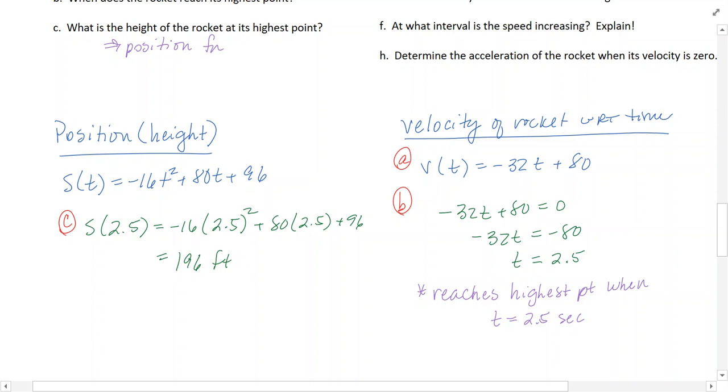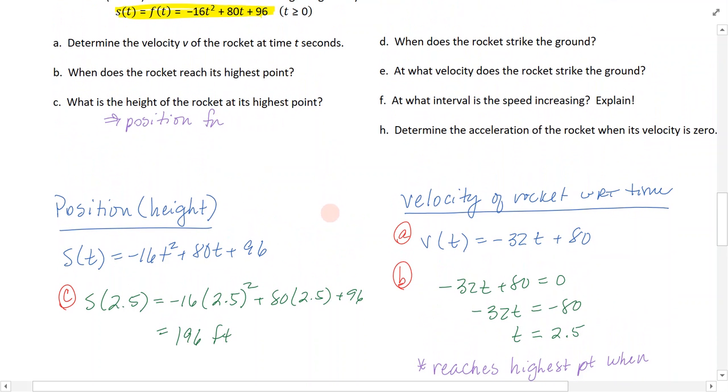So in this case, when is the height of the rocket at its highest position? That's about the position function. And let me just clarify. When does the rocket reach its highest point was about the derivative. So this is when the derivative is equal to 0. When the velocity is equal to 0, it might be a better way to say that. So we solved for time.